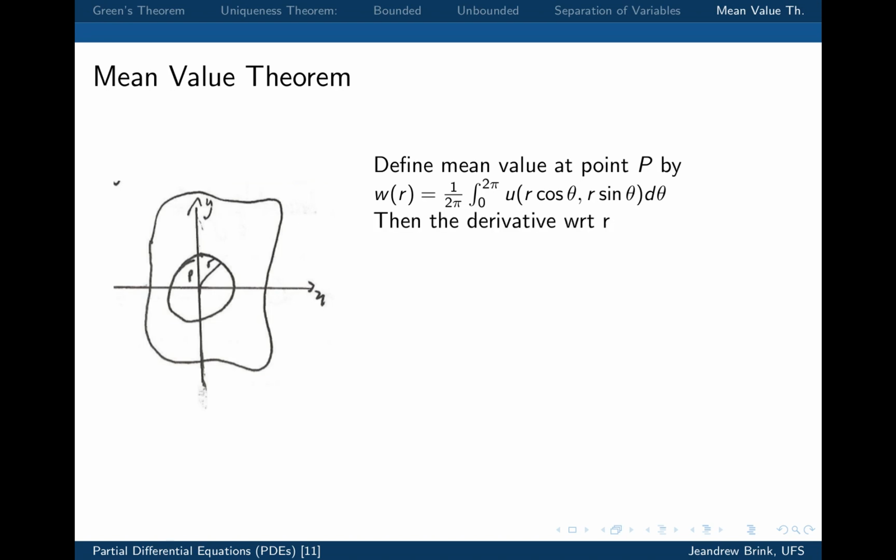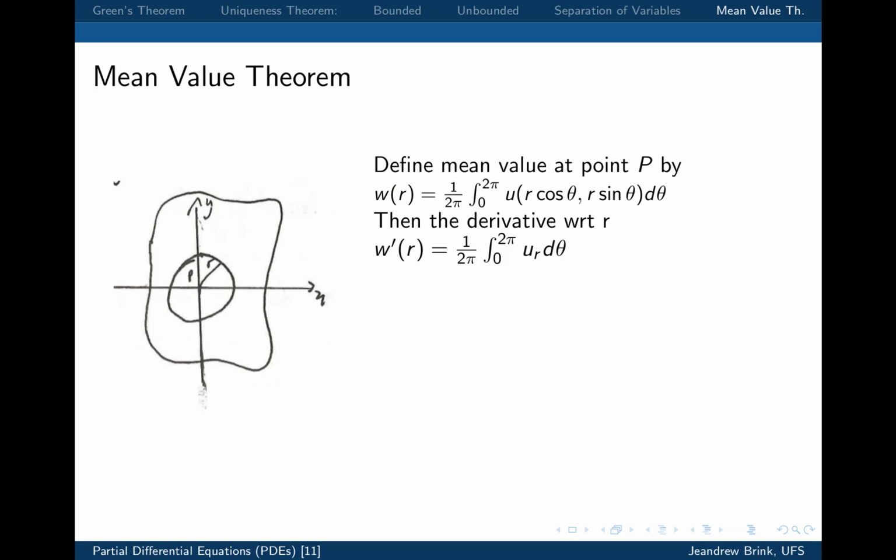And now the theorem results if I take this derivative. So I'm going to see how this mean value changes depending on the size of the circle I choose. Okay, so just from the definition there, potentially you could have different values depending on how big the circle actually is.